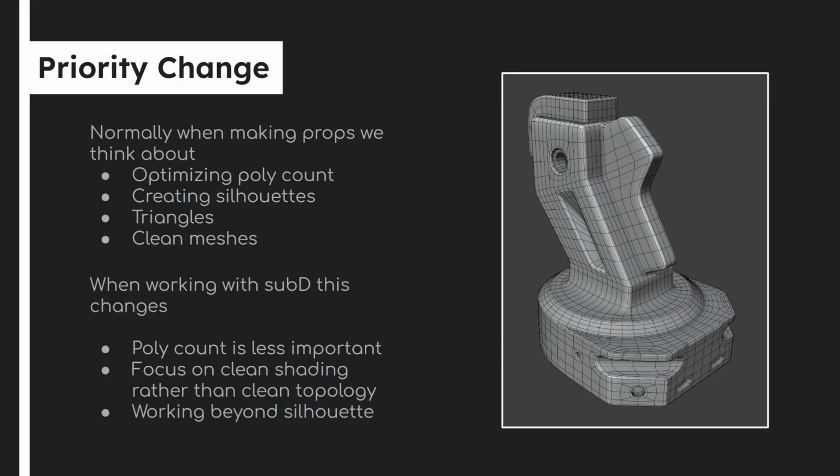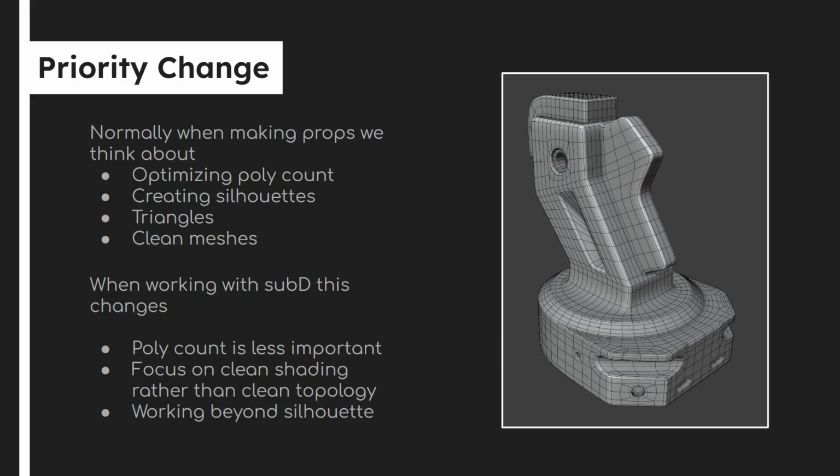I left this one in the slides with actual notes instead of just my voice, so you can read it and look back at it if you're ever confused. So normally we're thinking about optimizing our polygon. We're looking at creating silhouettes specifically. We're using triangles, and we're worried about having clean meshes. When working with sub-D, our priorities are going to change. We're no longer really thinking about poly count. It doesn't matter. We're not really thinking about creating silhouettes. We're thinking about every intricate detail. And the clean topology, honestly, doesn't really matter that much.